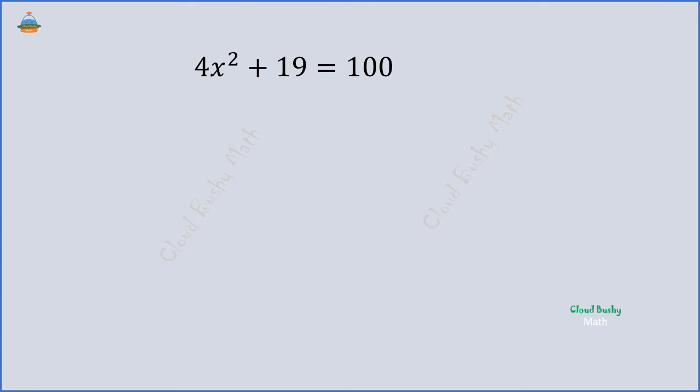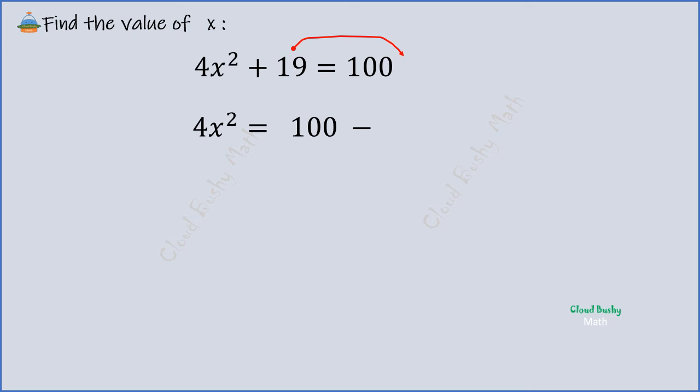Now, suppose we are given that 4x squared plus 19 is equal to 100. We want to solve for x in this equation. The first step is to take 19 to the right-hand side. From this, we have 4x squared is equal to 100 minus 19, that is 81. So we have 4x squared is equal to 81. We do not want this 4 that is multiplying here. So the next step is to divide both sides by 4.